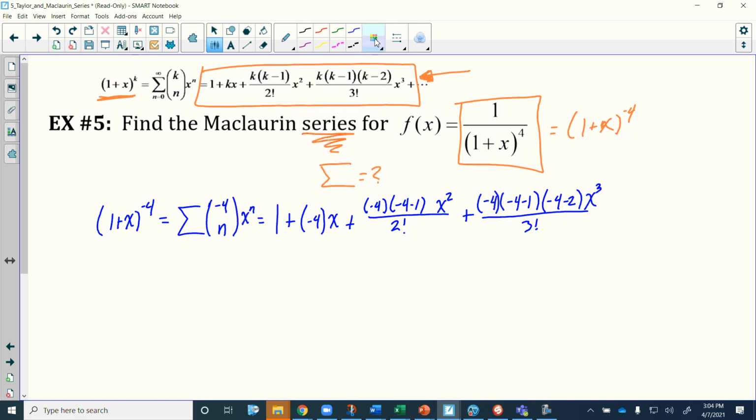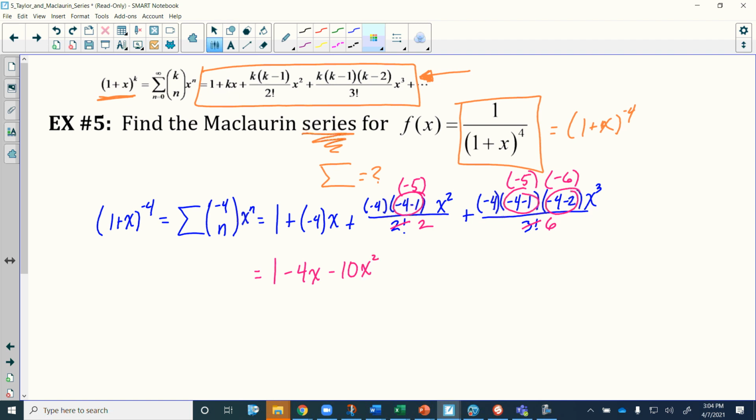Now I'm going to simplify. Here, this is -5. Here, of course, again, that's -5 again. And here, this will be -6. The 2 factorial is just 2. The 3 factorial is 6. So I'm going to wind up with something that says 1 minus 4x. So in the top here, -4, -5, -20 over 2 will be a -10x squared.